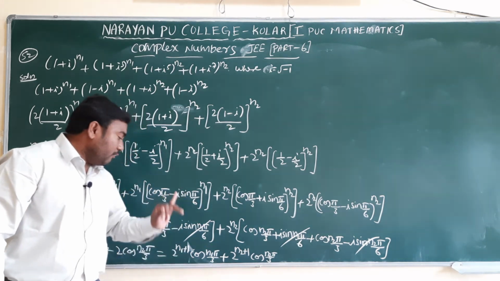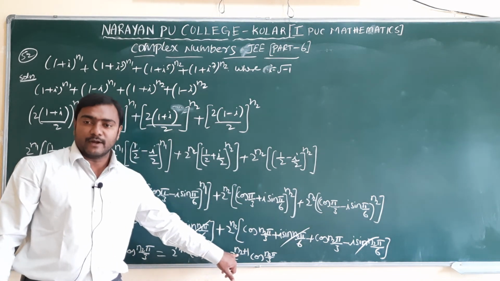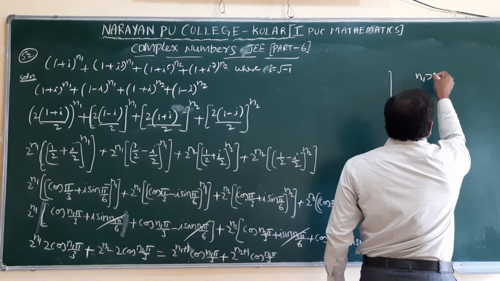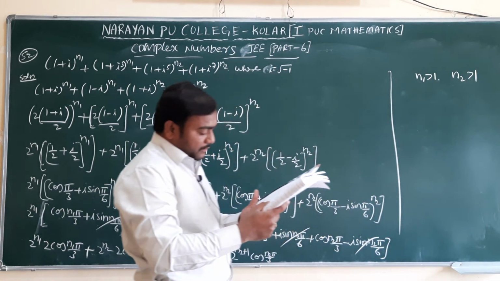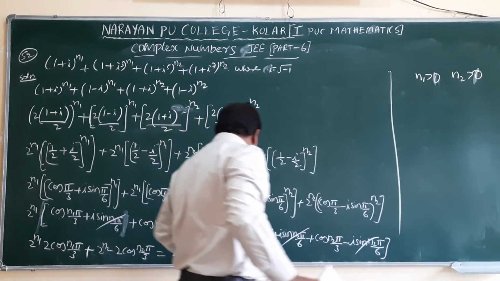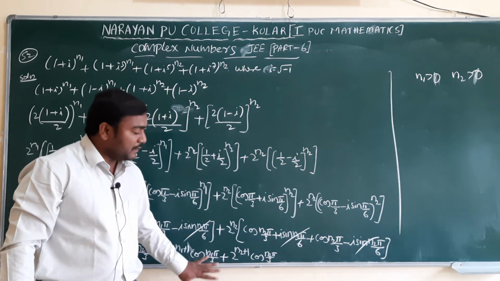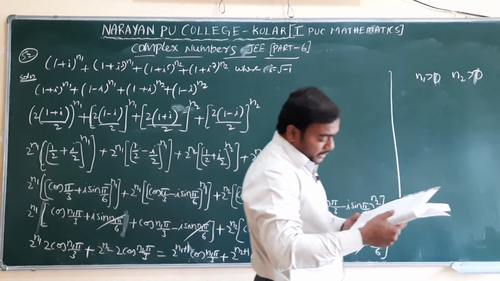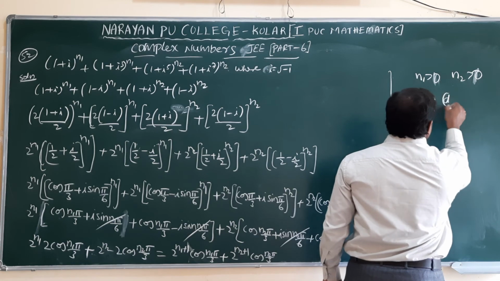The value of n1 should be greater than 1 and n2 should be greater than 1 because it is real. Here the option, sorry, n1 greater than 0, okay. It should be n1 greater than 0 and n2 greater than 0, that should be a real value. Therefore, n1 is greater than 0 and n2 is greater than 0. Option D is the correct option.